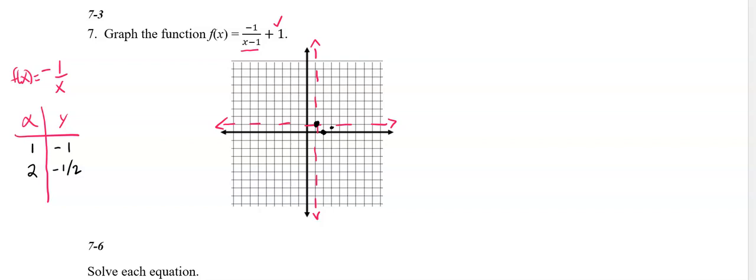And I'm just going to go with 1/2. Dividing by 1/2 means to multiply by 2. So if I input 1/2, I get negative 2. So going back to here, 1/2, negative 2.